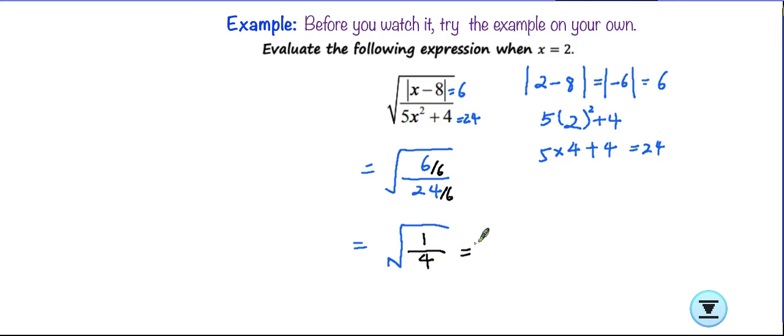So now you might say, oh my, square root of a fraction? Don't worry, all we need to do is take the square root of each part. So square root of 1 over square root of 4. Square root of 1, yes, 1 times 1 is 1. Square root of 4, 2 times 2 is 4. So the square root of 4 is 2. So that's it. That's our final answer: 1 over 2.